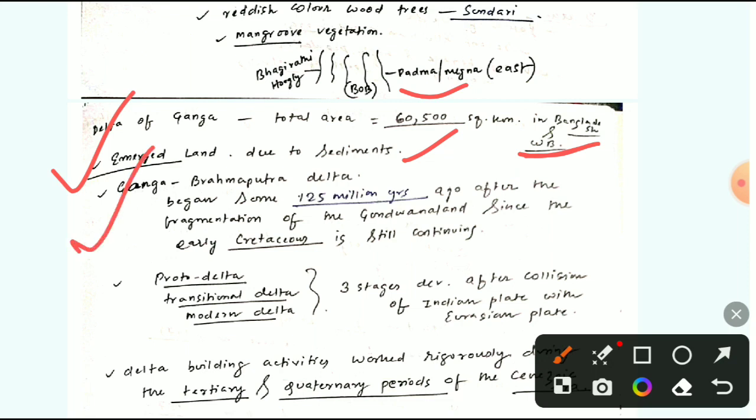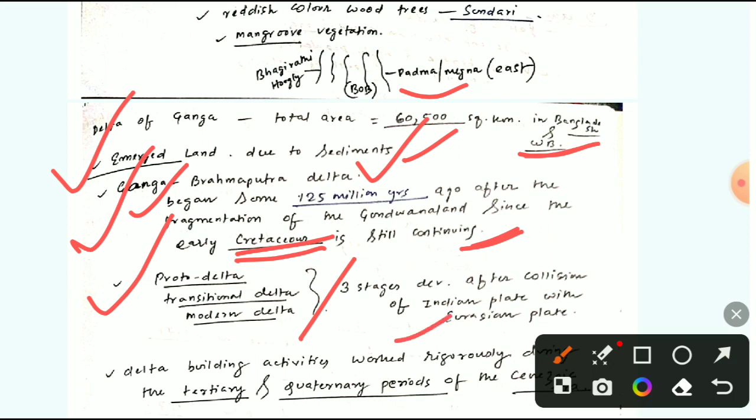Ganga Brahmaputra delta began some 125 million years ago after the fragmentation of Gondwana, since the creation of early Cretaceous, and is still continuing. So here Ganga Brahmaputra delta is around 125 million years old, formed around the early Cretaceous period, and it is still continuing. Pro-delta, transition delta, and modern delta: three stages developed after collision of Indian plate with Eurasian plate. This we know, how India formed. India formed due to the collision between India and Eurasian plate. So three deltas were formed, that is proto-delta, transition delta, and modern delta.